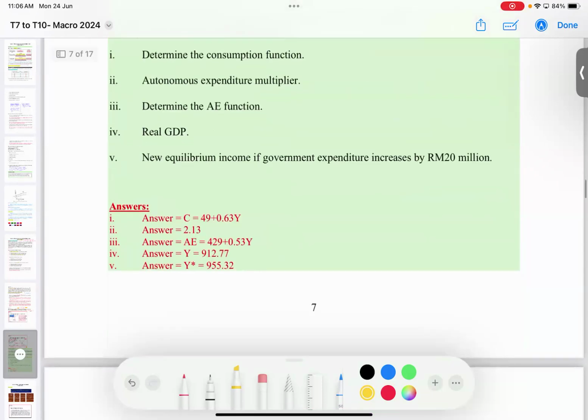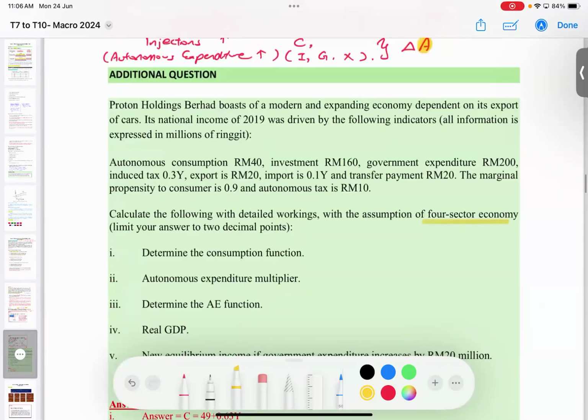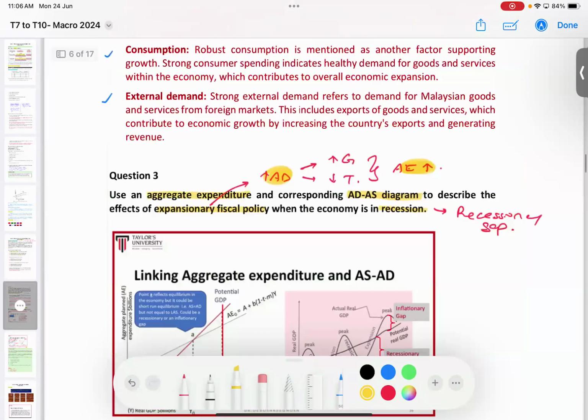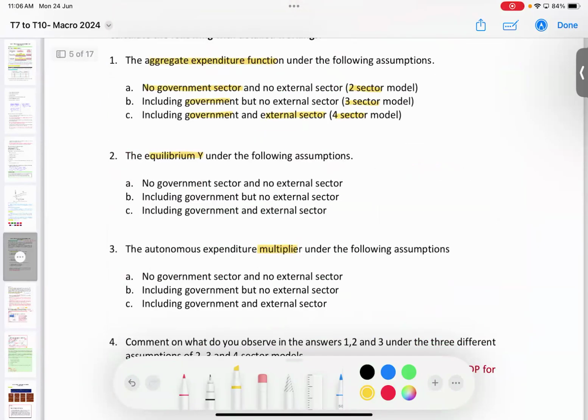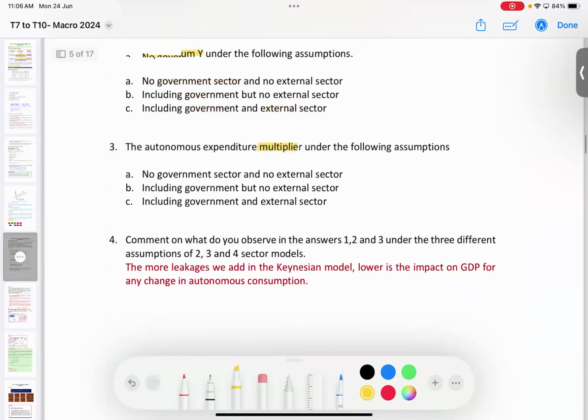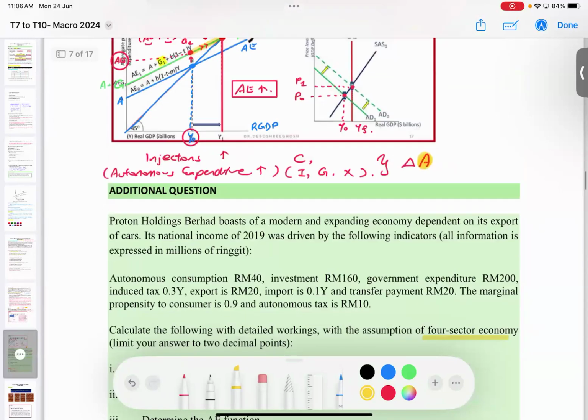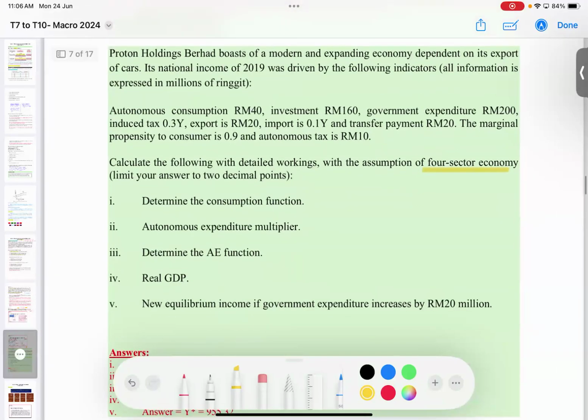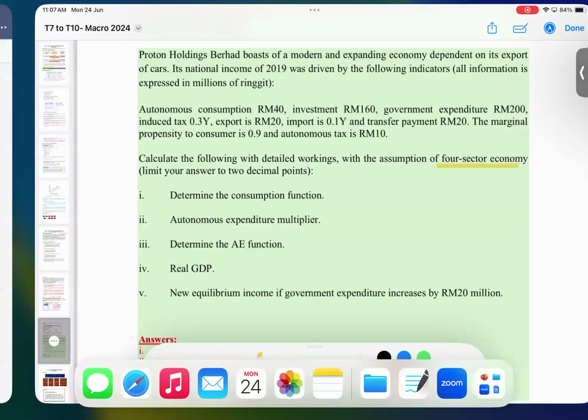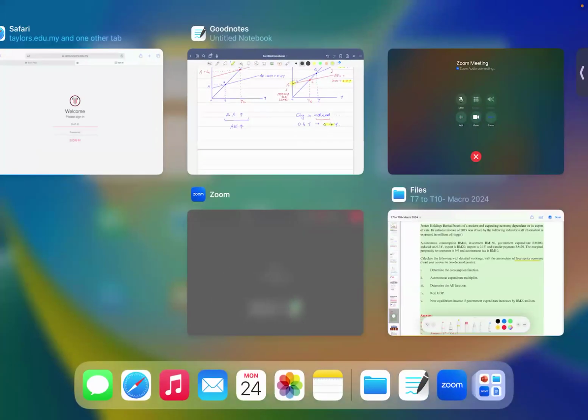I have provided the answers here, but in the exam it will be more like this, in which you have 3 different sectors that you need to calculate. It's just that for this one, I assume only the 4-sector needs to be calculated. Since it's only 4-sector, I believe it's not too time consuming. You can try it out now if you want to. Okay, so these are the things that I want to cover for today's lesson.